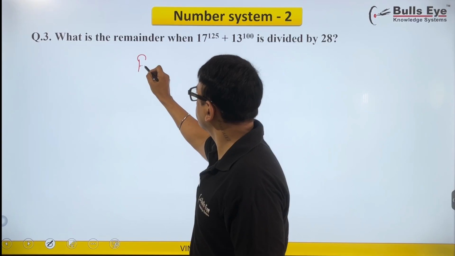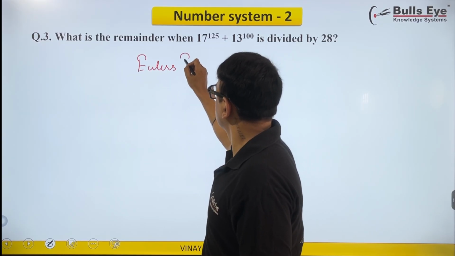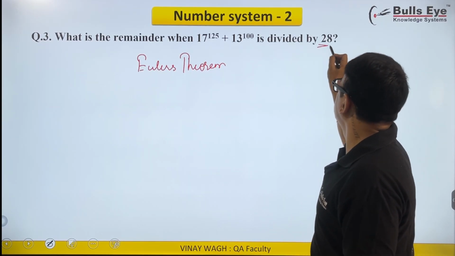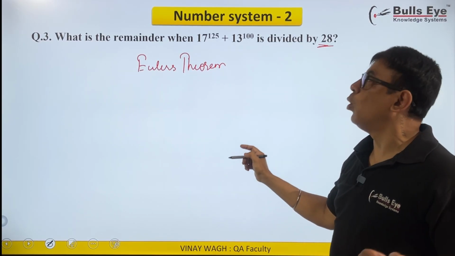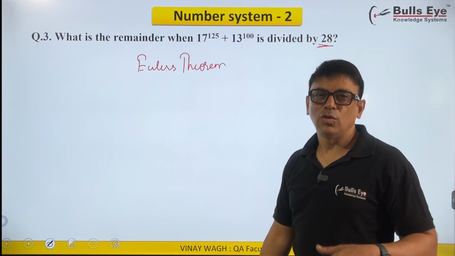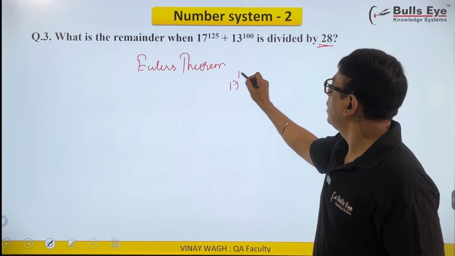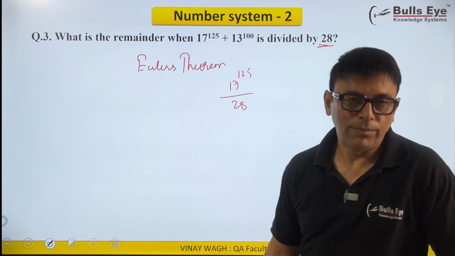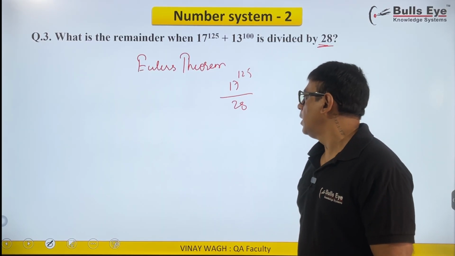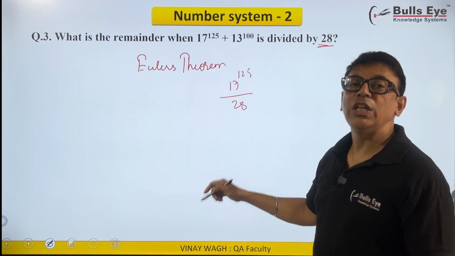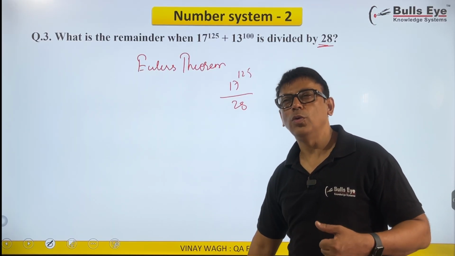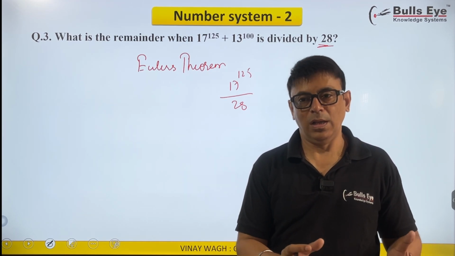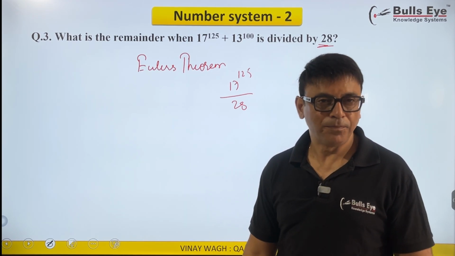And for that, you need to ensure that this divisor should be co-prime with each number. So if you are trying to divide 17 raised to 125 by 28, these two numbers should be co-prime. In this case, they are. And you need to find Euler's number of 28. So Euler's number here means you have to find out the numbers below 28 that are co-prime with 28, right?